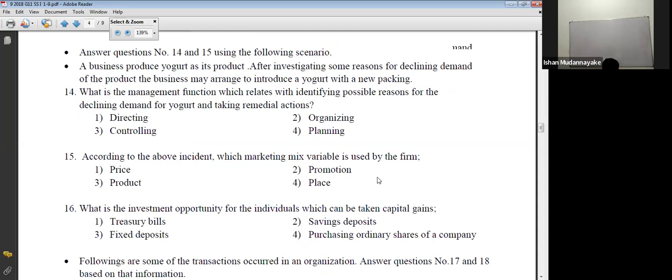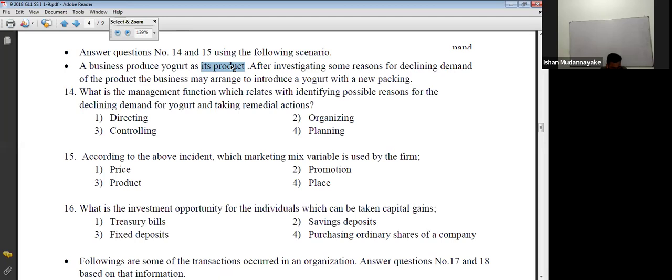Right, questions 14 and 15. A business produces yogurt as its product. After investigating some reasons for the decline in demand for the product, the business may arrange to introduce a yogurt with a new packing.